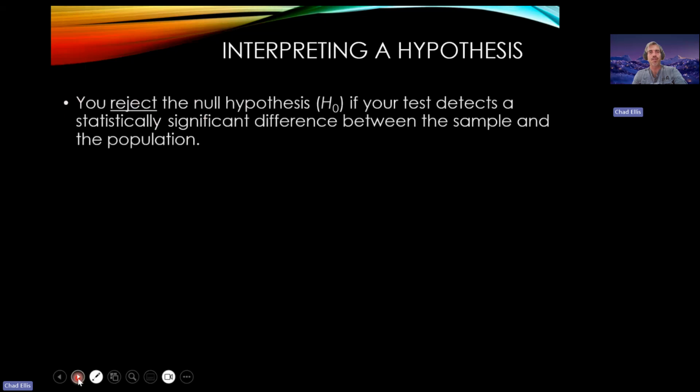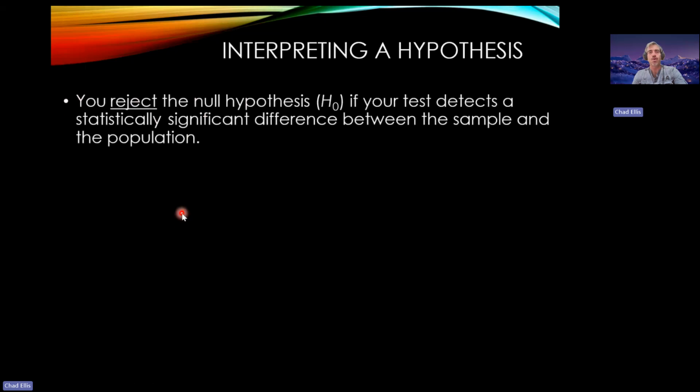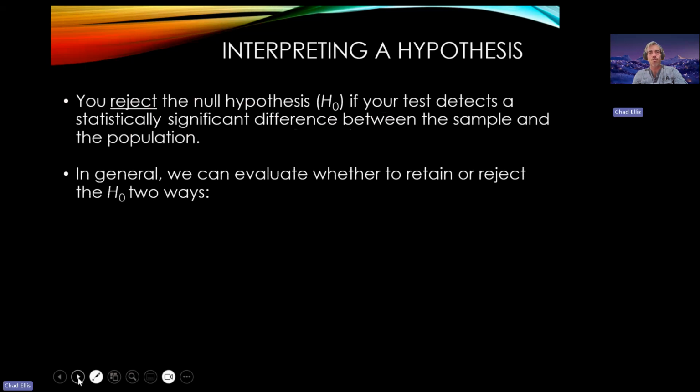So in terms of interpreting the hypothesis, we reject the null hypothesis if your test tells you that there's a significant difference between the sample and the population in a one sample means test. So how can we evaluate and determine whether we're going to retain or reject the null hypothesis?